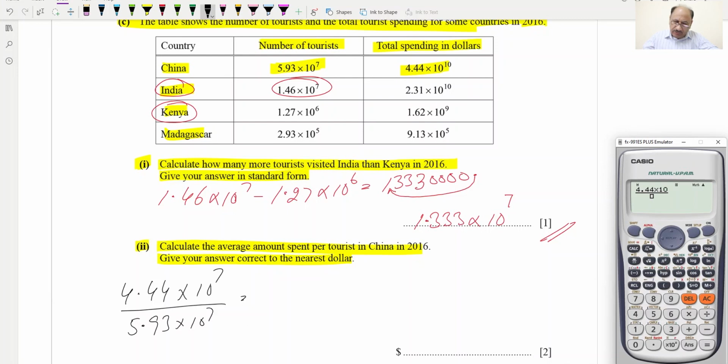4.44 times 10 to the power 7 divided by 5.93 times 10 to the power 7. So the 10 to the power 7 cancels, and this results in 0.7487.